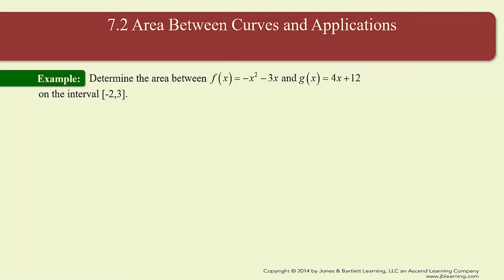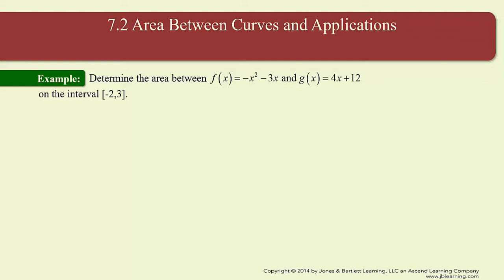So why don't we look at an example? Let's determine the area that's between the graph of f of x equals negative x squared minus 3x and g of x equals 4x plus 12. And we're going to look on the interval negative 2 to 3.